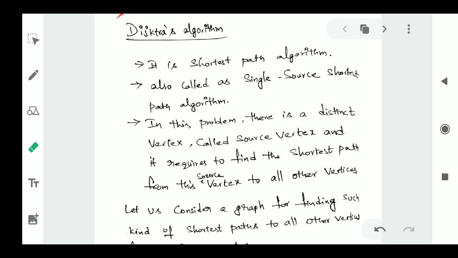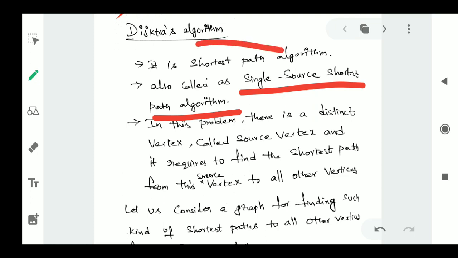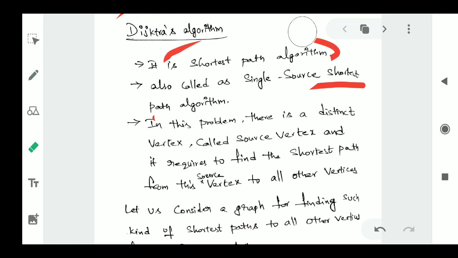So we'll see what is Dijistra's algorithm, and first of all, the very first point is it is a shortest path algorithm. That means this is the algorithm which is used to find out the shortest path between the vertices, and this is called a single source shortest path algorithm. Dijistra's algorithm is called the single source shortest path algorithm. Why it is called so, we will understand later.